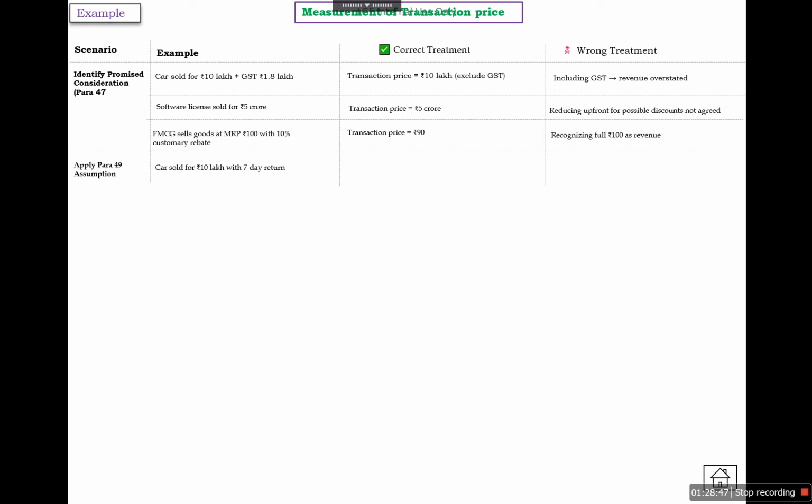Next, if we sold a car for 10 lakhs with a 7-day return warranty, we need to assume the full 100%, and we need to create a refund liability separately. And if we reduce the price to 9, it is incorrect.